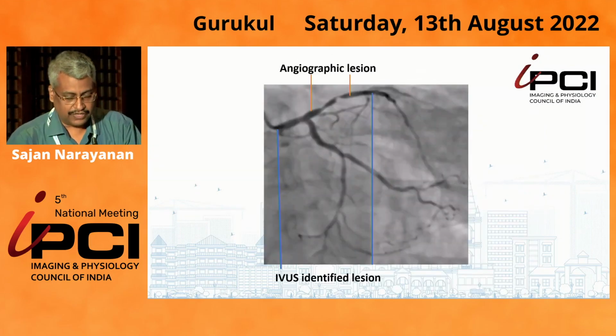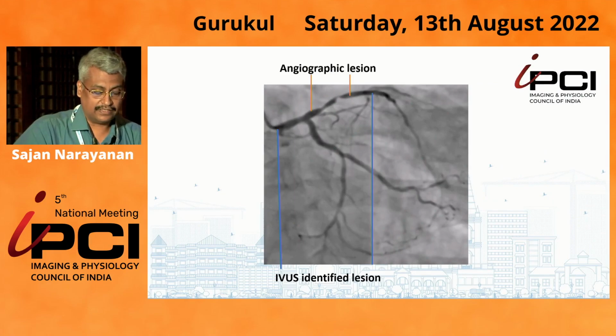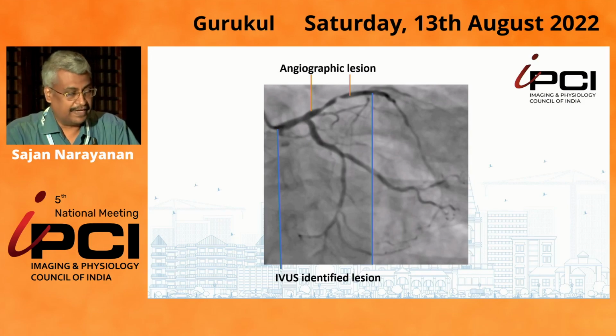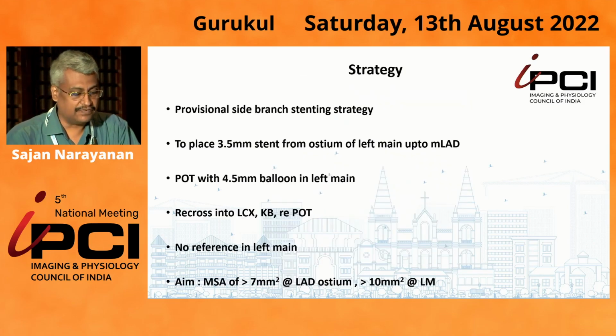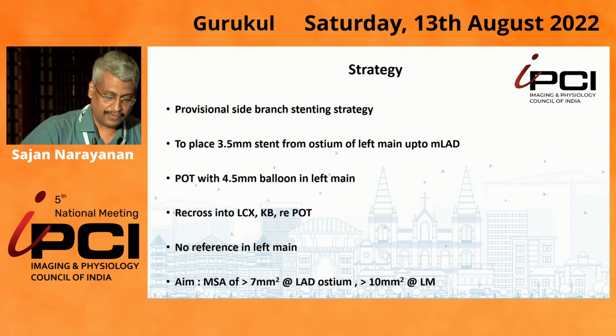So even though angiographically it appeared to be a very straightforward lesion, the intravascular imaging showed that the lesion was extending all the way from mid to distal LAD to the ostium of the left main. We performed a pullback from the circumflex. The ostium had a plaque burden of 23% and a lumen of 7.3 millimeters squared. So the strategy was a provisional side branch stenting strategy, to place a 3.5 millimeter stent from the ostium of the left main into the middle LAD.